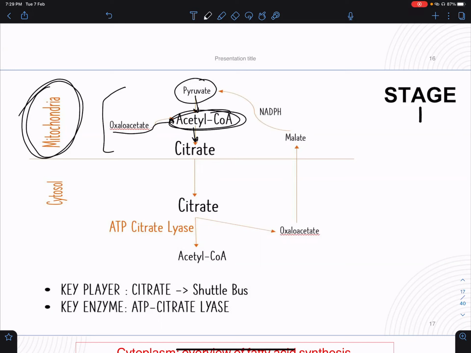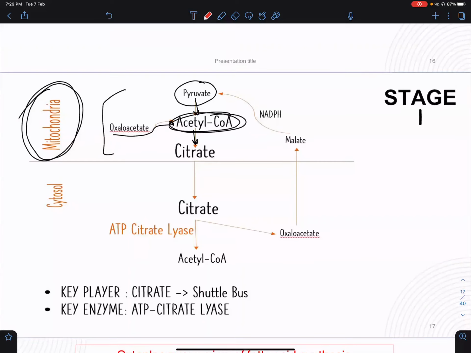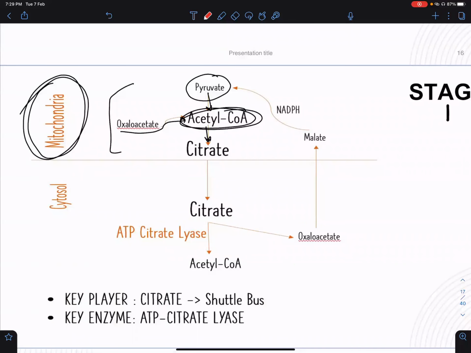What's the problem here? The problem is acetyl-CoA is not permeable to the mitochondria membrane. It cannot move on its own. So instead, we use a carrier. What's the carrier? Citrate. So this is really, really important. They always ask about this. So keep this in the back of your mind all the time. Citrate is what carries acetyl-CoA from the mitochondria to the cytosol. Why? Because the acetyl-CoA is not permeable to the mitochondria membrane, okay? There's no other way to take it out of the mitochondria because it's not permeable.